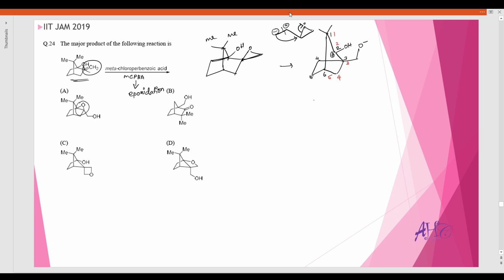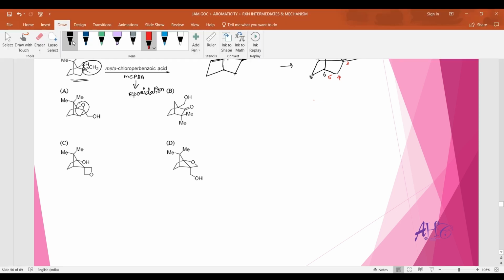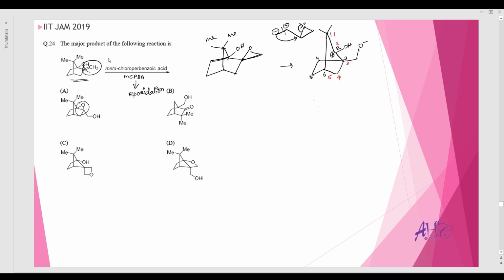So let's try to draw the 6-membered ring. First let's draw the 6-membered ring, and then let's try to add things. So we have your 6-membered ring like this. So 1, 2, 3, 4, 5, 6, a 6-membered ring. And now see which groups are attached where. At your second and sixth position, basically this is 2 and 6. Okay, so here you have your methyl groups attached.